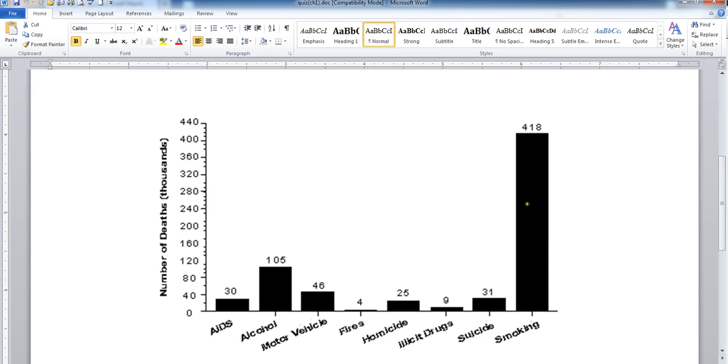Kind of depressing, actually. And here are some other ones. AIDS, motor vehicle, alcohol, fires, homicide, illicit drugs, and suicide.